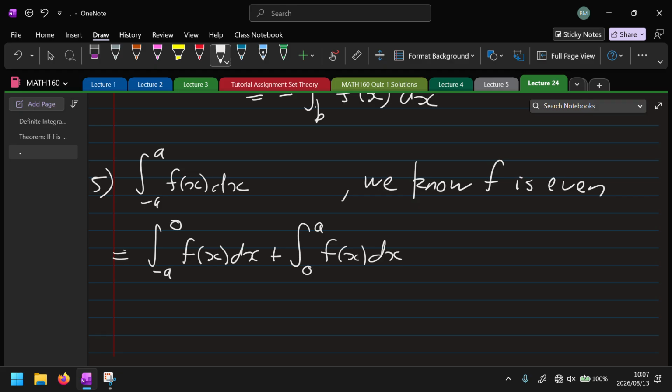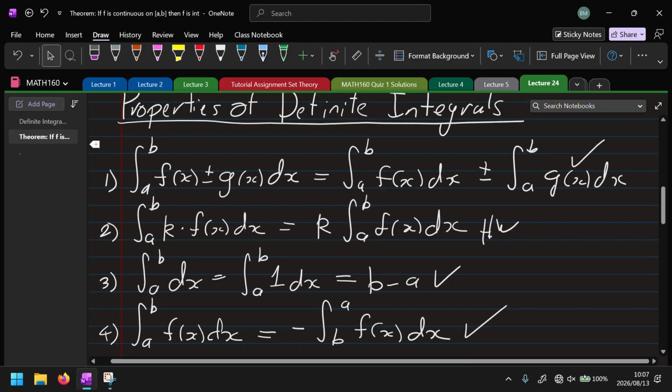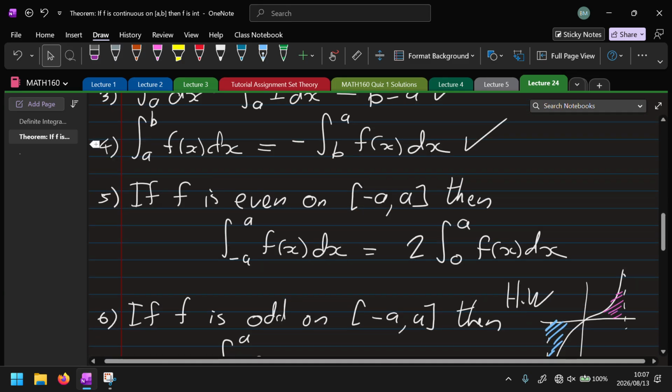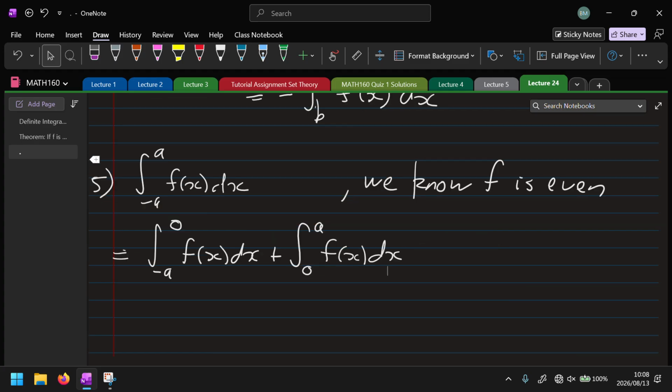Right, so what did we do here? We went from minus a to 0 and then 0 to a in exactly the same way we had with the picture, right? Like this one was for odd. We go from minus a to 0 for the odd part, that's negative. 0 to a for the odd part, that's positive. We're going to do exactly the same thing here.